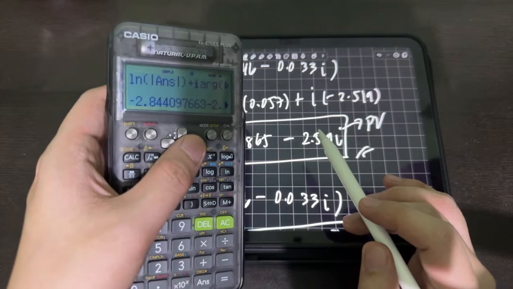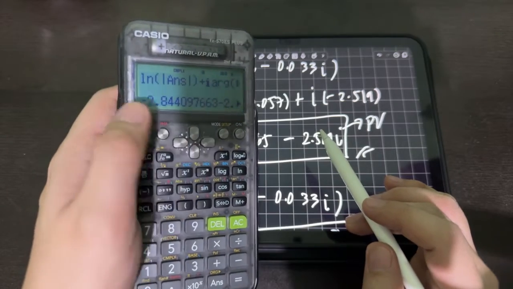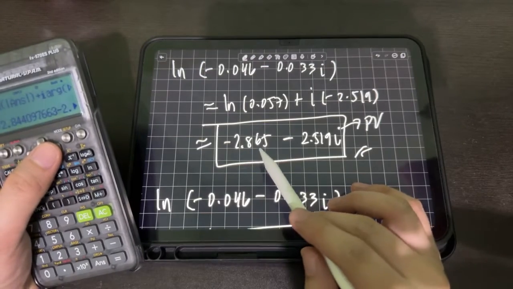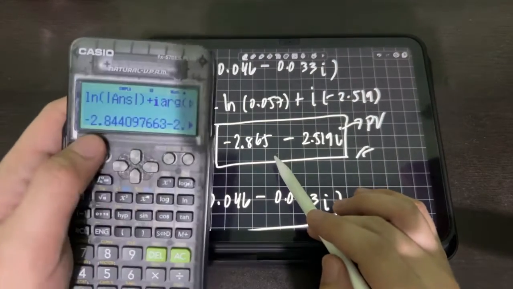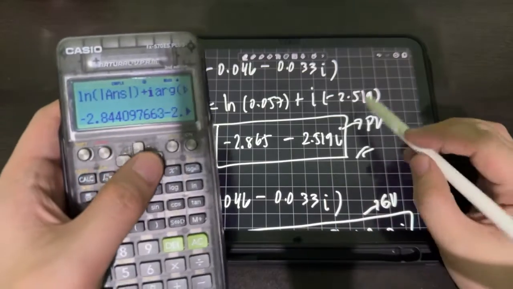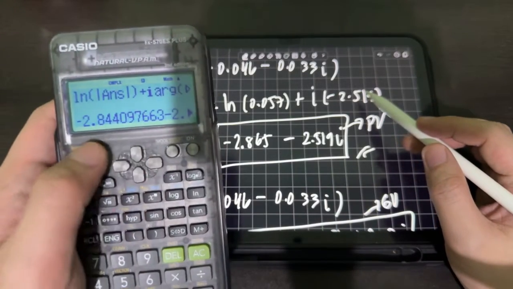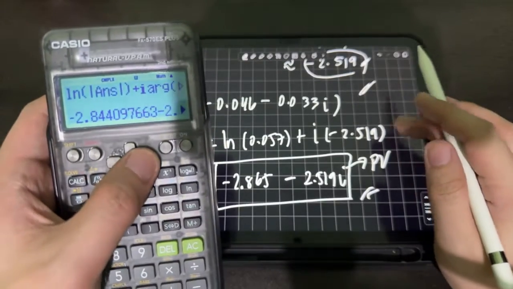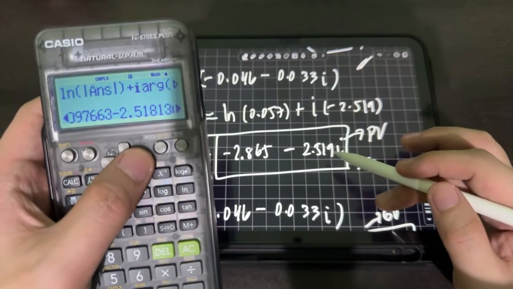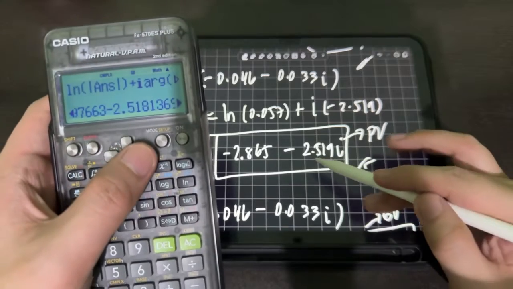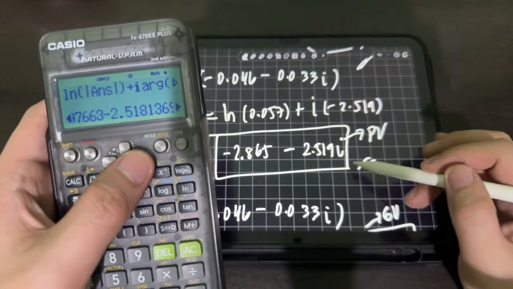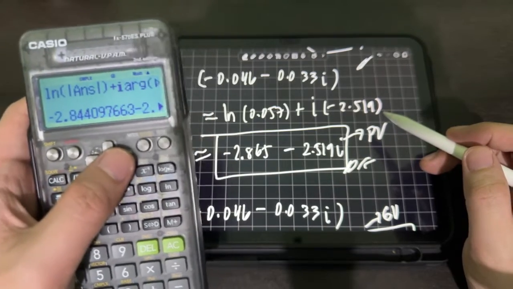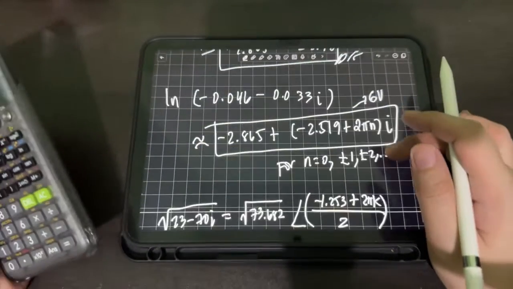The answer in calculator is negative 2.844. We got negative 2.865. So there is a discrepancy due to approximation, due to rounding off in the steps of the solution, minus 2.518 versus minus 2.519 here in answer. But basically, they are approximately equal. They are near. Okay, next.